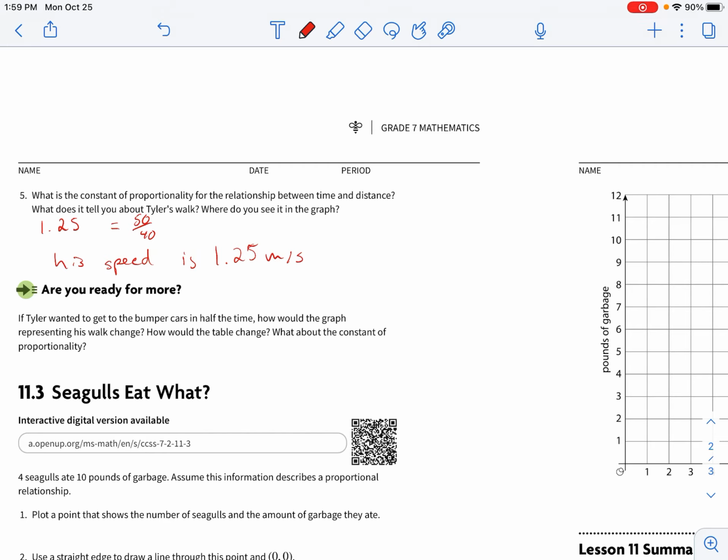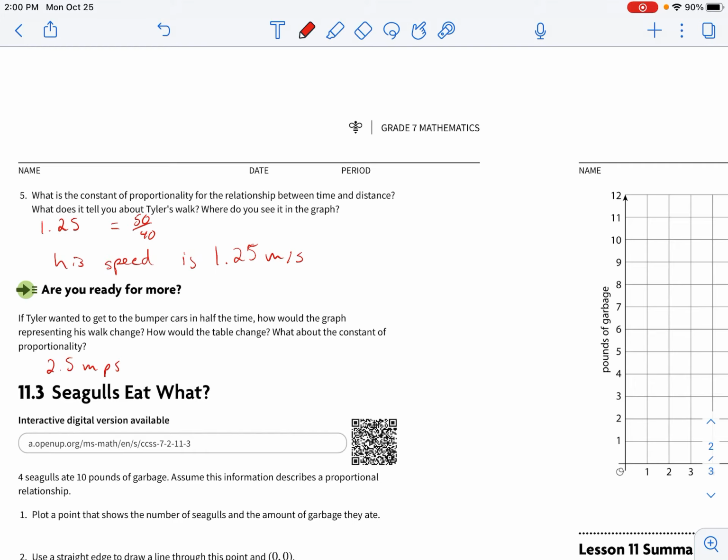Okay, right here it says, are you ready for more? If Tyler wanted to get to the bumper cars in half the time, how would the graph representing his walk change? How would the table change? What about the constant of proportionality? So here everything would have to double. And so his speed would have to double. So he would have to be going 2.5 meters per second.